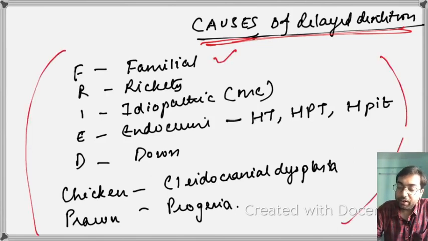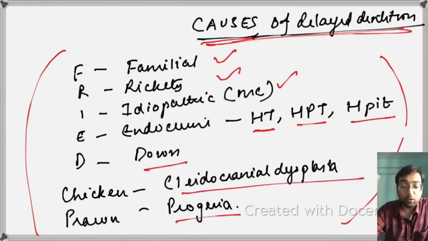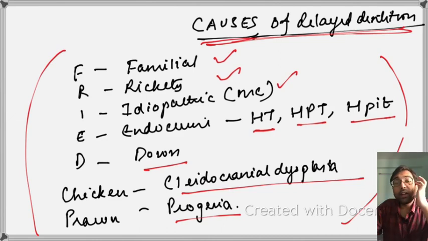Delayed dentition causes: familial, rickets, idiopathic, endocrine. In endocrine there is hypothyroidism, hypoparathyroidism, hypopituitarism, Down syndrome, cleidocranial dysplasia, and progeria. Okay, so they ask many times what is the most common cause of delayed dentition.